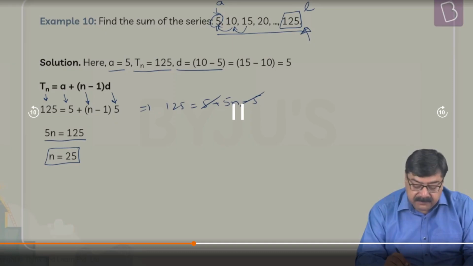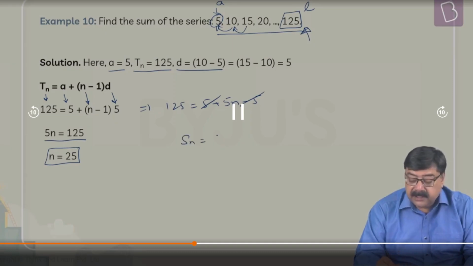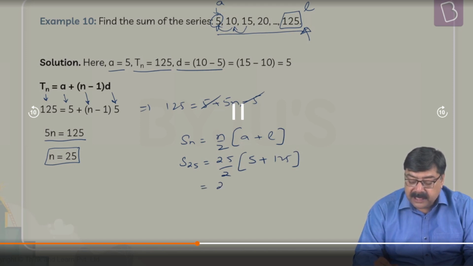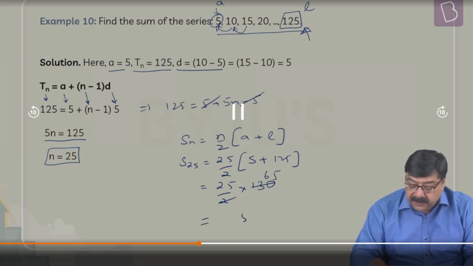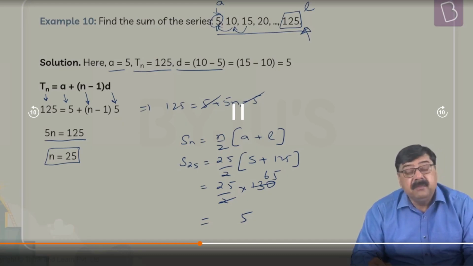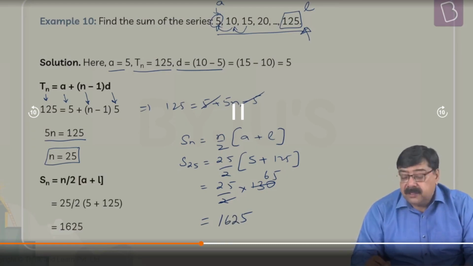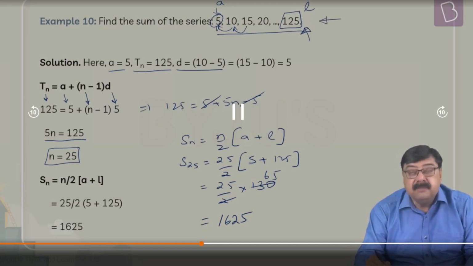Now to find out the sum, we know Sn equals n by 2 (A plus L). That is, the sum of these 25 terms shall be 25 by 2 into 5, which is the first term, and the last term here is 125. So this shall become 25 by 2 into 130. This goes by 65. So 25 into 5 is 125, 12 remaining gets carried over, 25 into 6 is 150, plus 12, that is 162. So 1625 is the sum of all the terms in the given arithmetic progression.